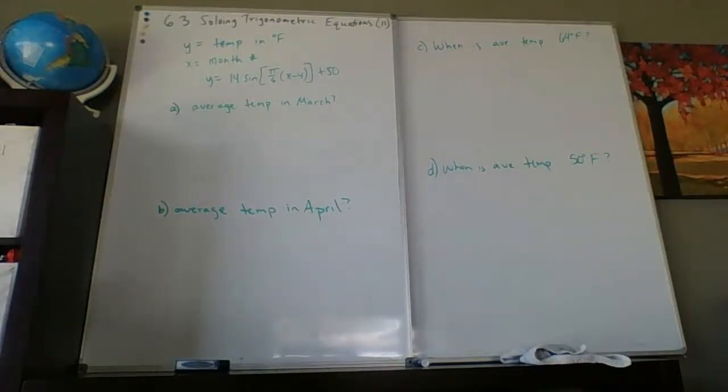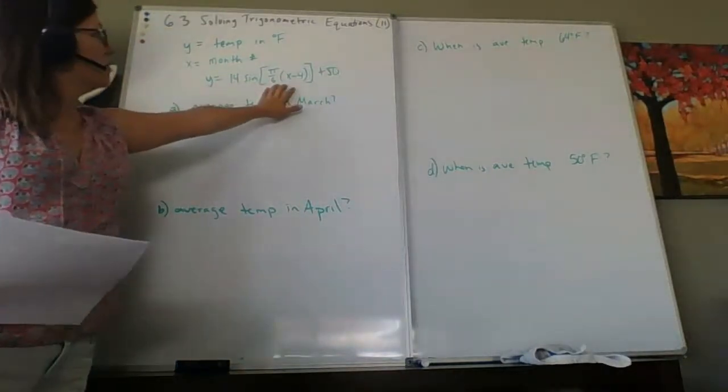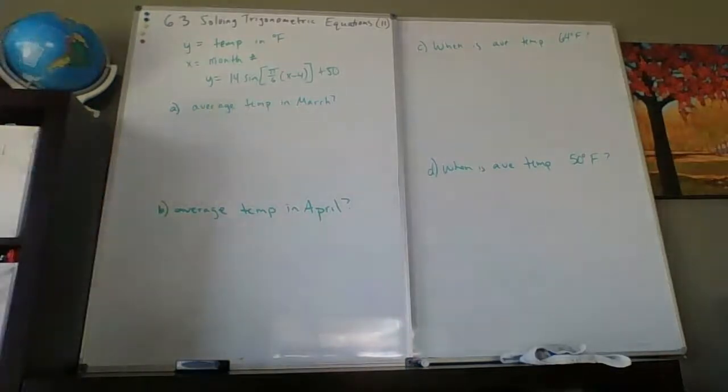So what we're going to be looking at in 6.3 is when we have different inputs into our trig functions, and that is very common for applications. So let's take a look.